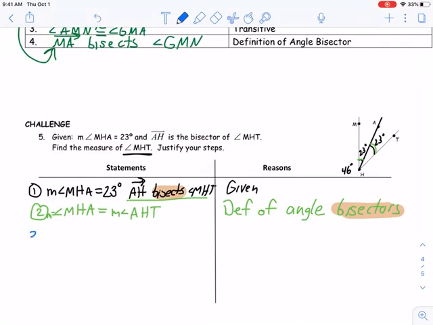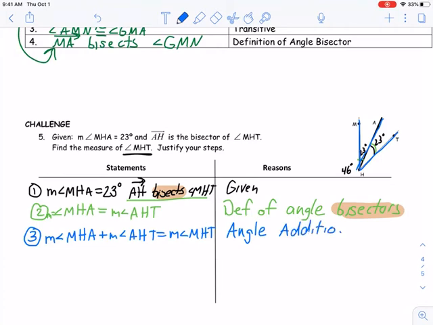Now, step 3. I used buzzwords, but also look at the picture. I can add the two smaller angles together. I can say the measure of angle MHA plus the measure of angle AHT equals the whole thing, MHT. And that's just the angle addition postulate, not the segment addition postulate, because we're adding angles, not segments. Sometimes students will accidentally say segment addition postulate when that's not true.